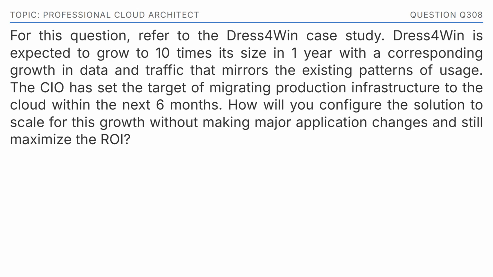For this question, refer to the Dress4Win case study. Dress4Win is expected to grow to 10 times its size in 1 year with a corresponding growth in data and traffic that mirrors the existing patterns of usage. The CIO has set the target of migrating production infrastructure to the cloud within the next 6 months. How will you configure the solution to scale for this growth without making major application changes and still maximize the ROI?